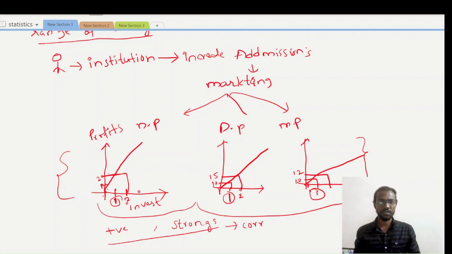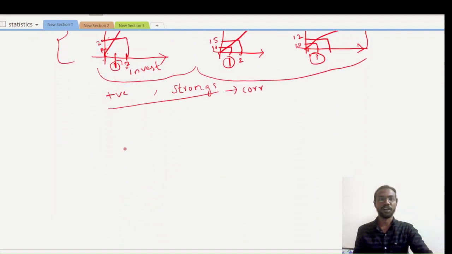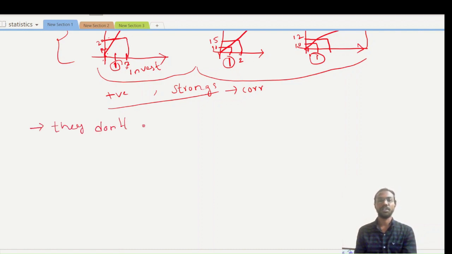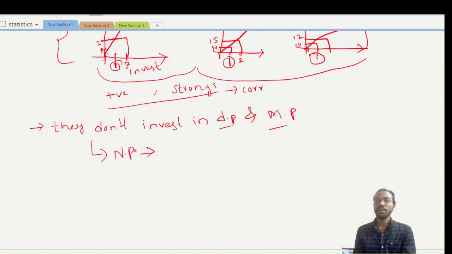So among them, the newspaper platform is the best. Then we can easily suggest that the person not invest heavily in digital platforms and metro platforms. Means invest, but invest less in digital platforms and metro, and invest more in newspaper platforms, because you get more profit in the newspaper platform.